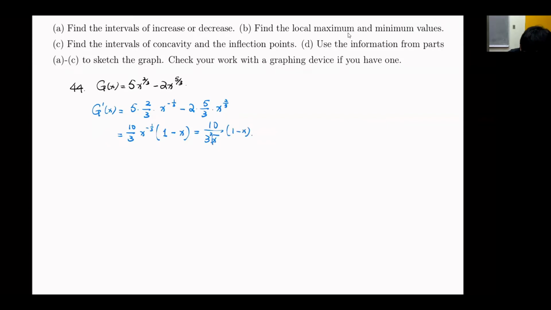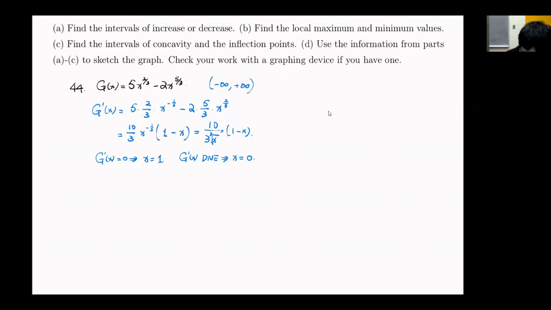Okay, so then you see that g prime of x equals 0 if x equals 1, and g prime of x does not exist when the denominator equals 0, so that means x equals 0. We notice that this x equals 0 is inside the domain. It's not an endpoint because the domain for this function is minus infinity to plus infinity.